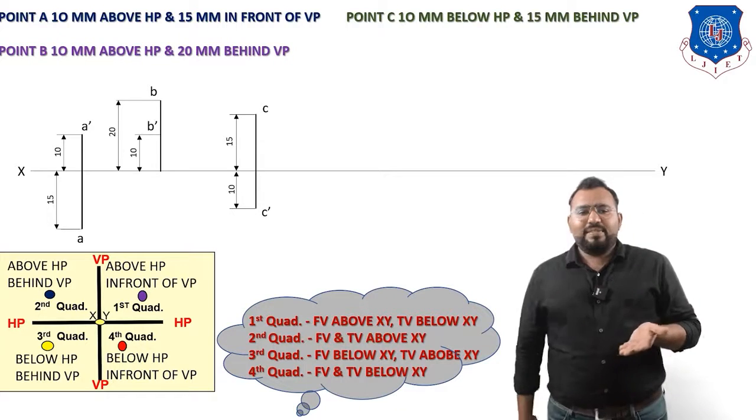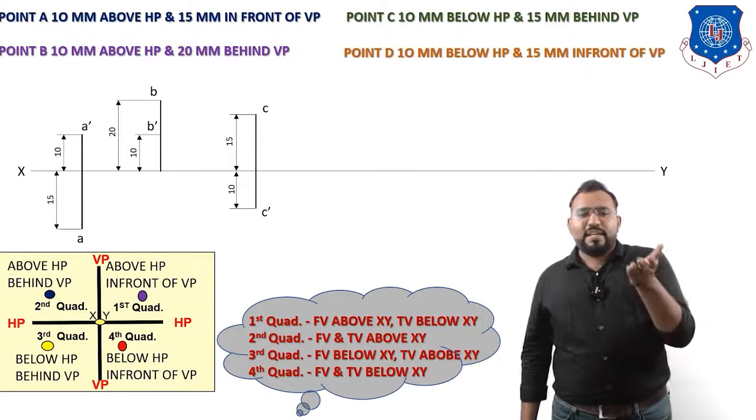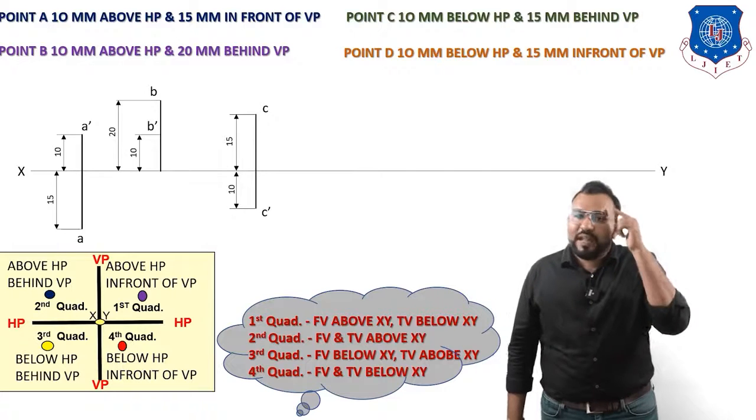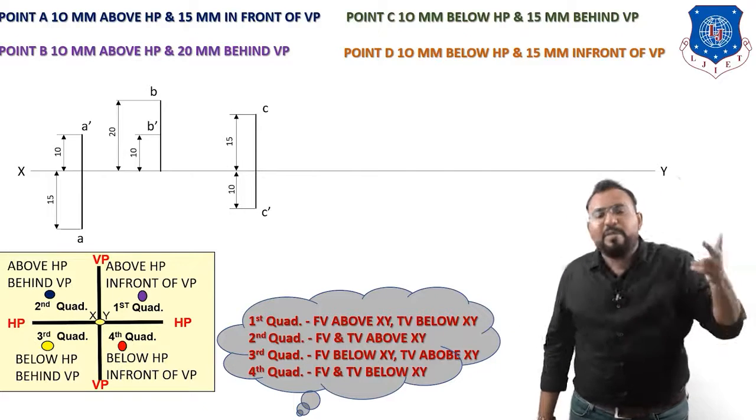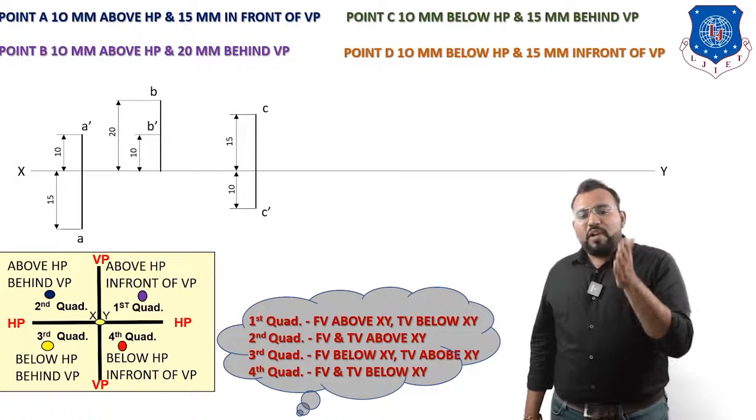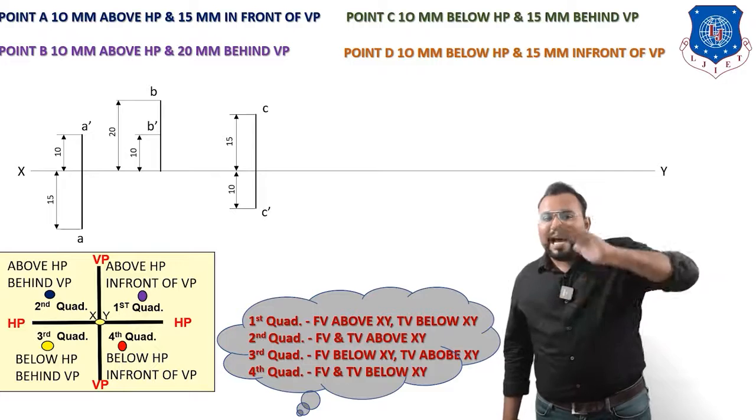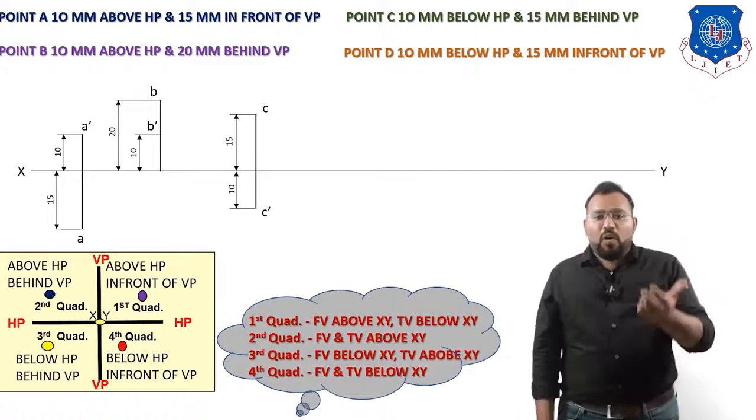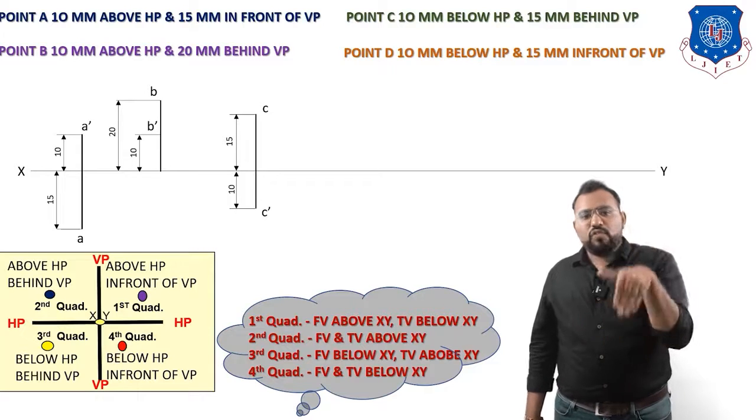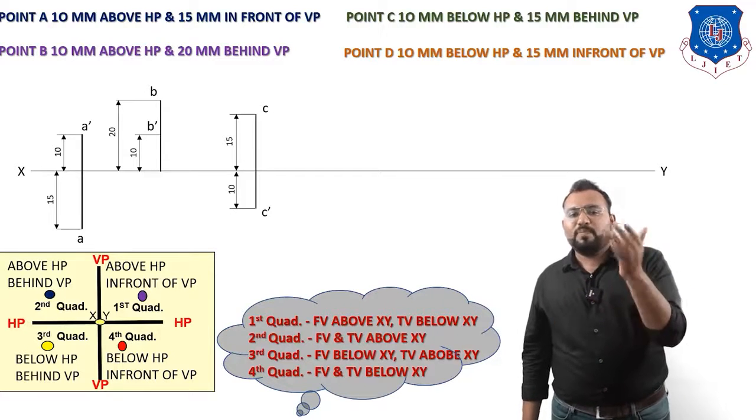Now let us see another example over here. He said point D is 10 mm below HP and in front of VP. So you know that whenever he says below HP, in front of VP, that means he is talking about the fourth quadrant. In the fourth quadrant, the front view and top view both are below the XY line. So here, 10 mm below HP. Below HP means he is talking about the front view. So you have to draw a 10 mm line which is below XY.